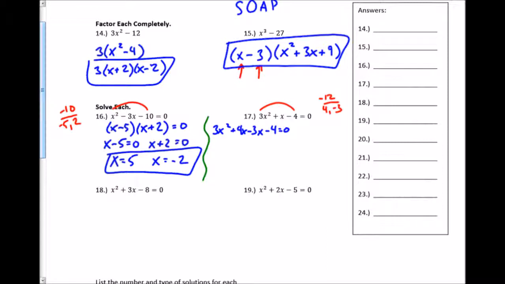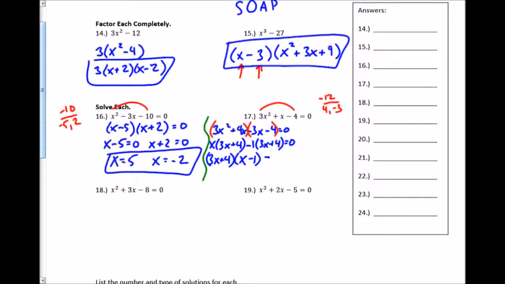And now I can solve, factor by grouping. Out of the first group, I factor out an x. Leaves me with this. Out of the second group, I factored a negative 1. Leaves me with the 3x plus 4 again. So now my two factors are the 3x plus 4 and the x minus 1.